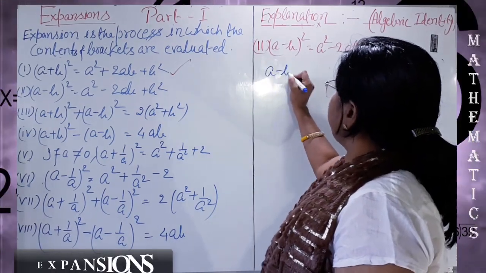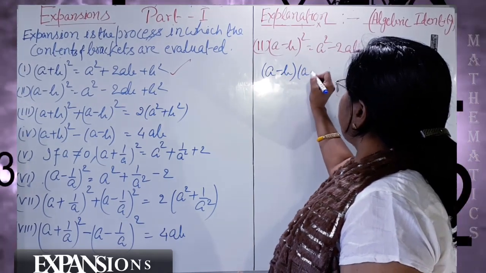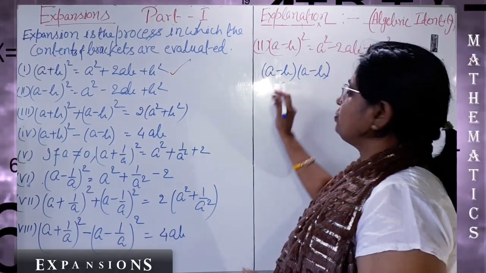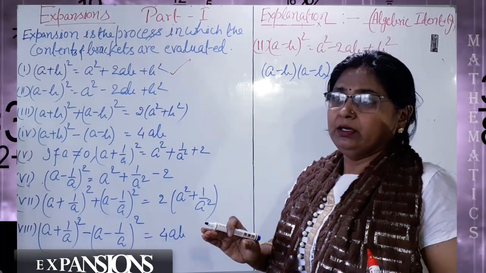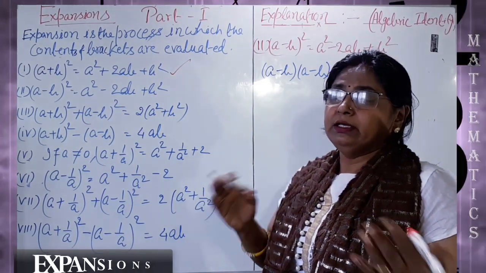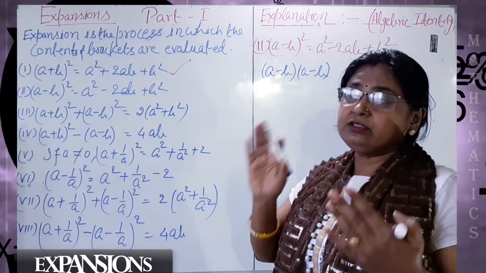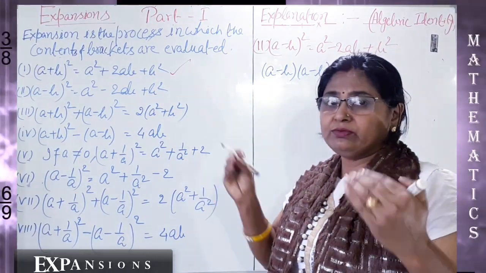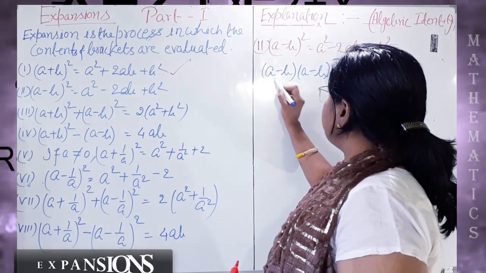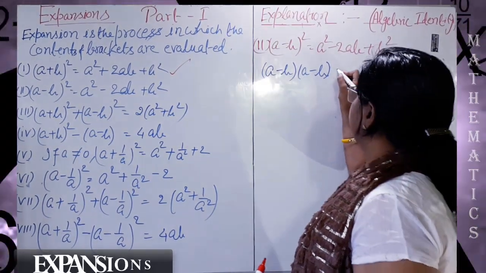It is (a minus b) into (a minus b). A square means 2 times multiplication. Don't think that 3 square is 3 into 2. It is 3 into 3, the same number multiplied 2 times. So it is (a minus b) into (a minus b).